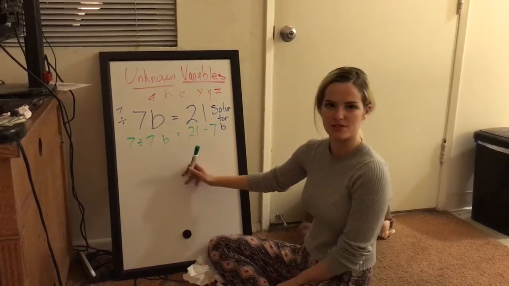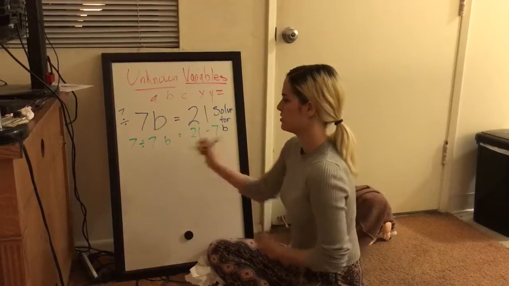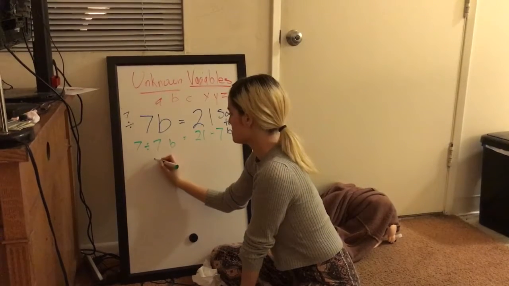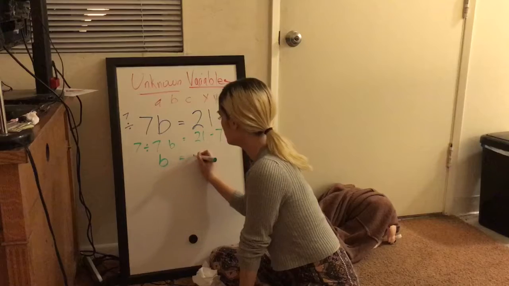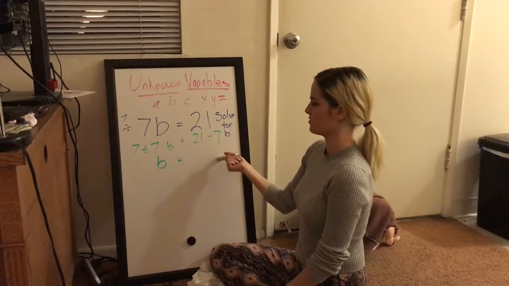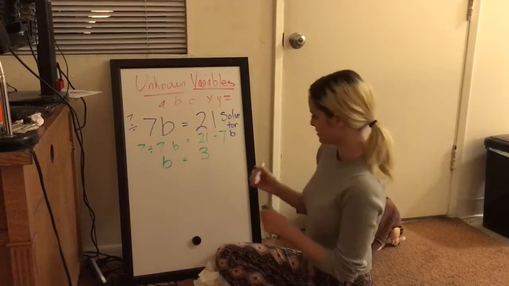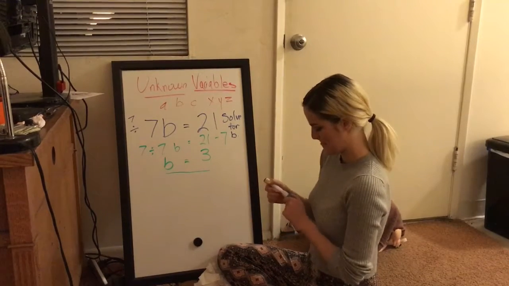All right, does this make sense? Does anyone have any questions here? All right, so we would cancel that out. I'm left with b equals, anybody want to know what this is? 21 divided by 7? 3. Awesome. And that's what we did. We solved for b.